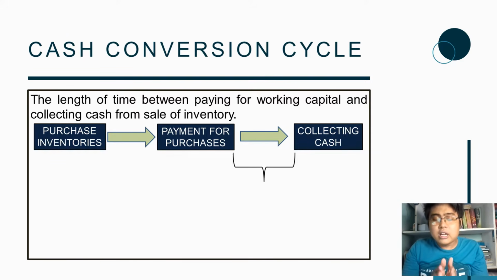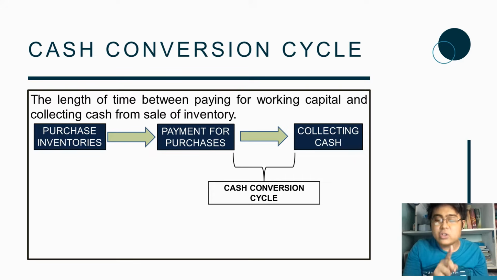It starts from a cash transaction and it will end to another cash transaction. Kaya tinawag siyang cash conversion cycle. From one cash transaction to another cash transaction. Ano yung starting point mo? Cash transaction, pagbabayad ng inventory. Anong ending point mo? Cash transaction ulit, pagkolekta ng cash from the sale of inventory. So basically, that is your cash conversion cycle, from the moment na nagbayad ka until nakakolekta ka.